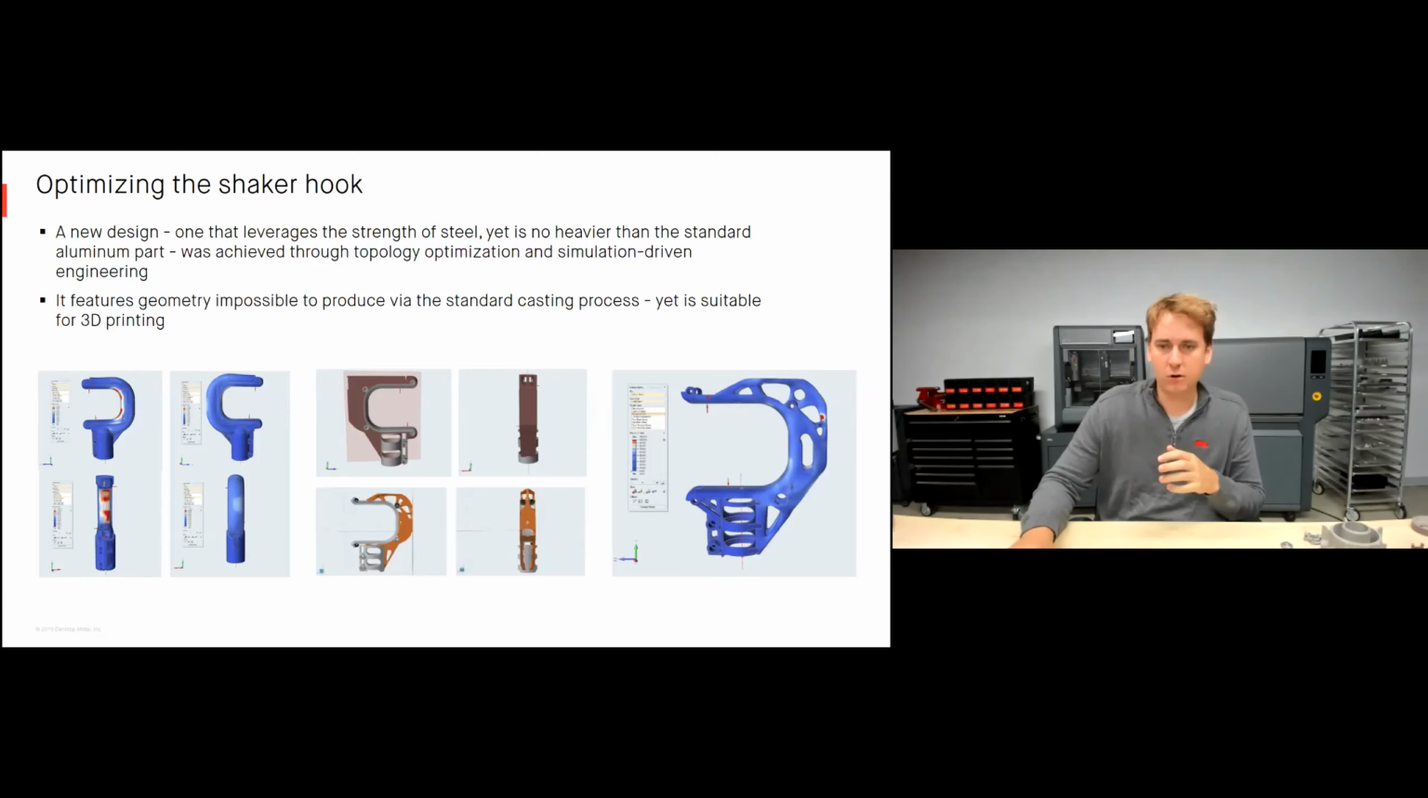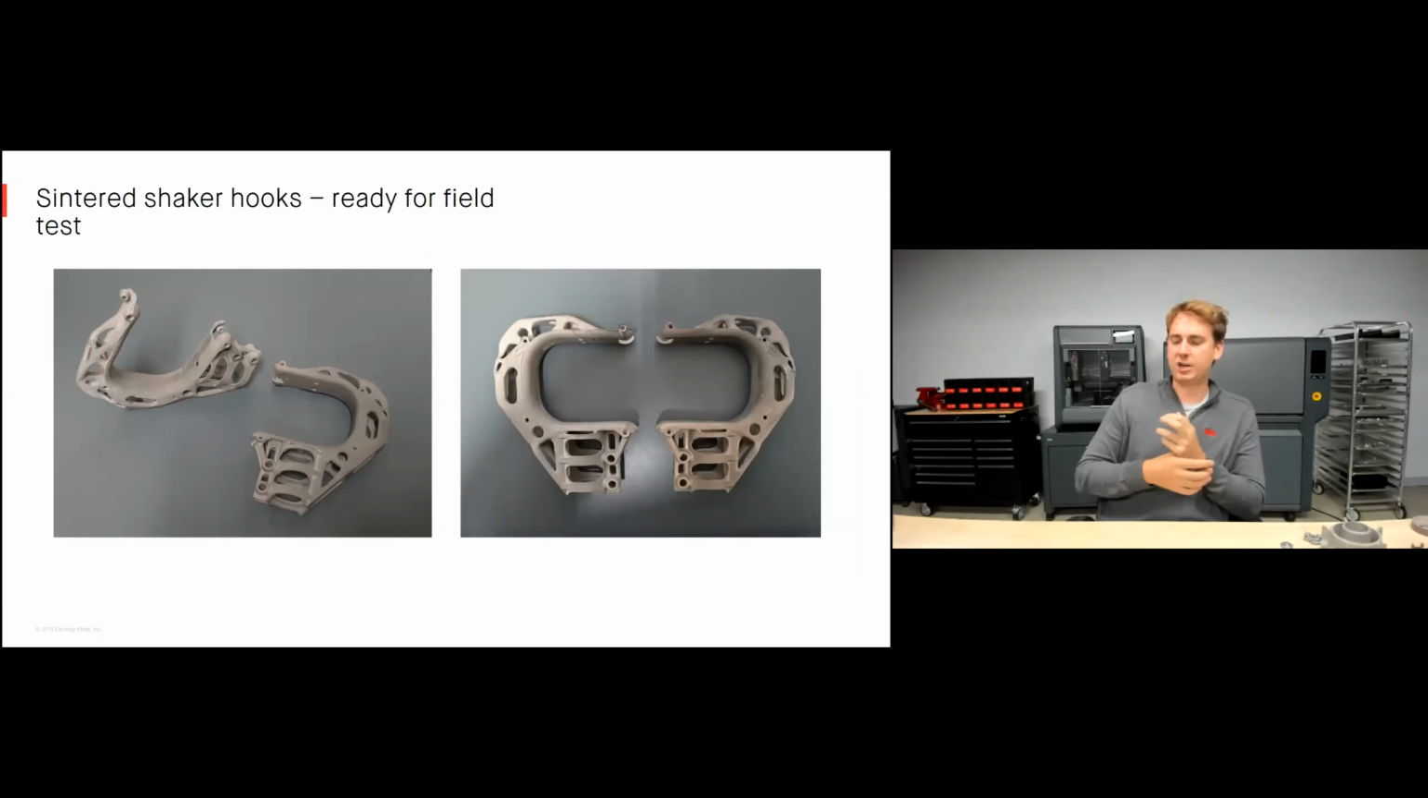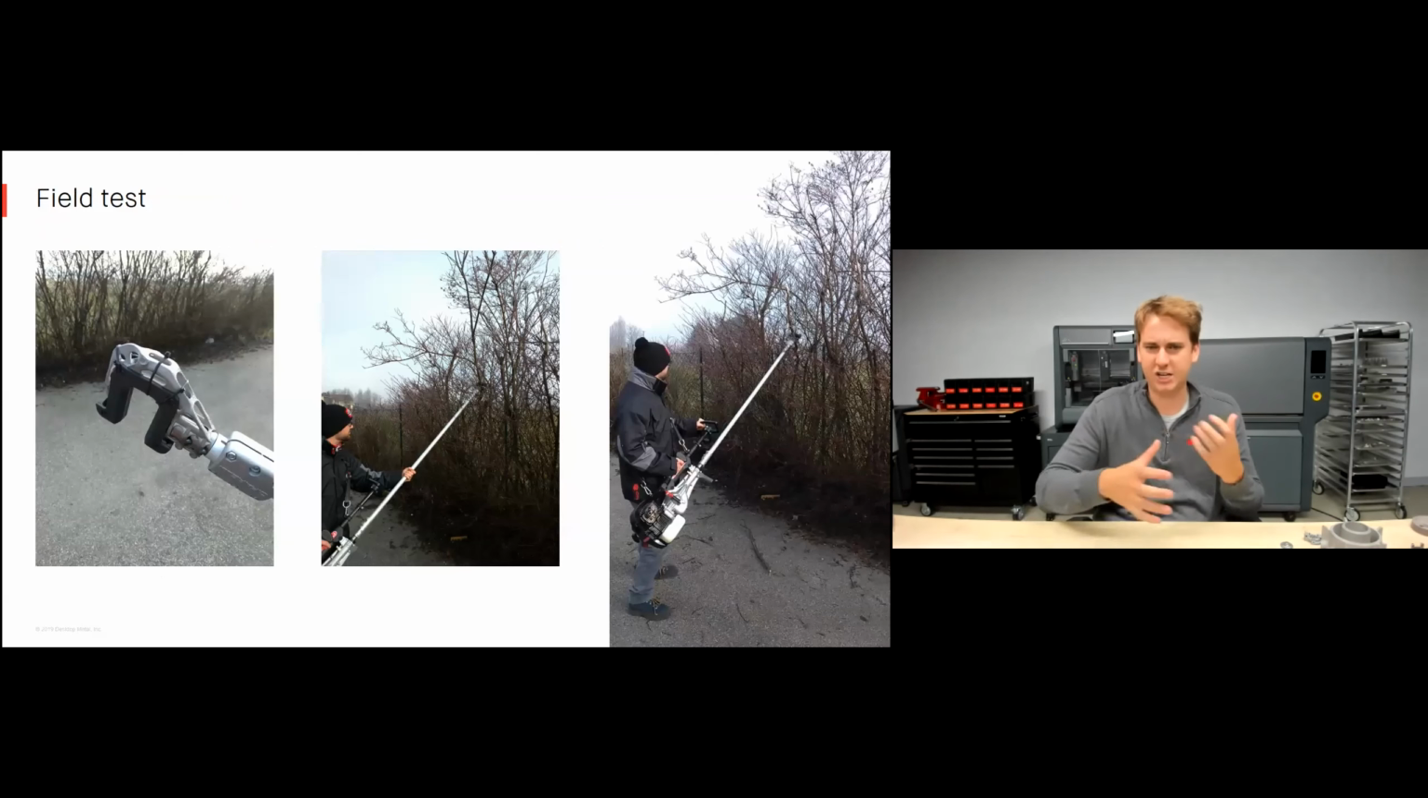So the result was some shaker hooks that are actually lighter than the aluminum original, but also stronger than the aluminum original. So they're able to leverage that strength of steel and also leverage this generative design software. You can see two printed shaker hooks here on the screen, and you can see it actually attached to the shaker here.